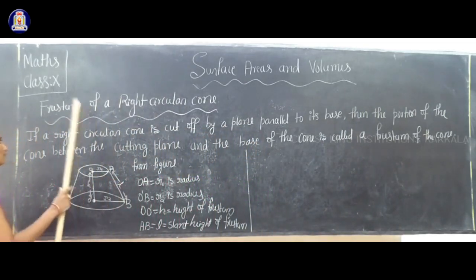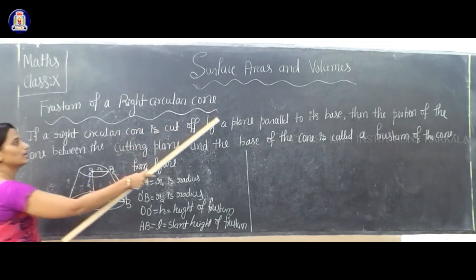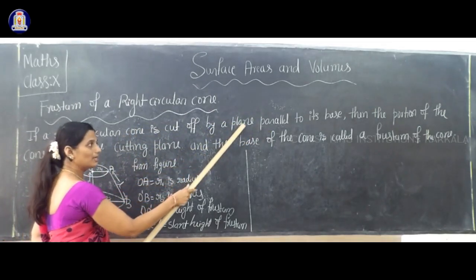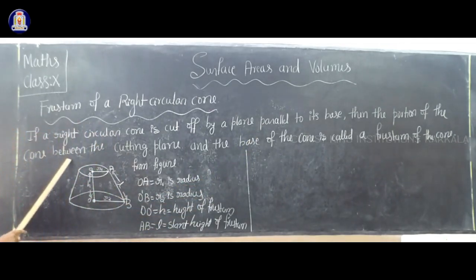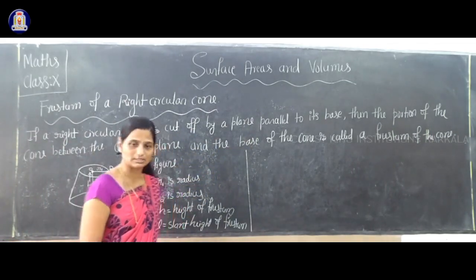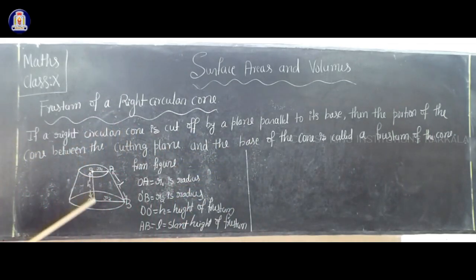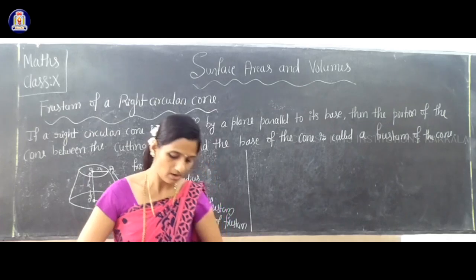So the frustum of a cone: a right circular cone is cut off by a plane parallel to its base. The remaining portion between the cutting plane and the base of the cone is called the frustum. So this is the shape of the frustum. That I will show you.